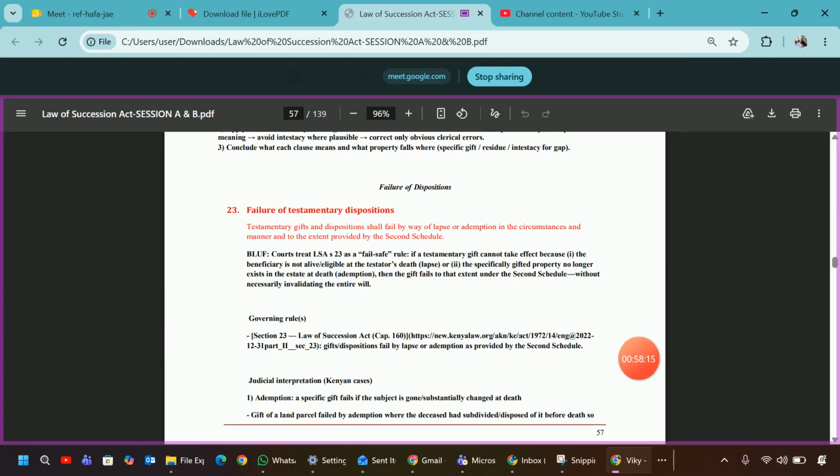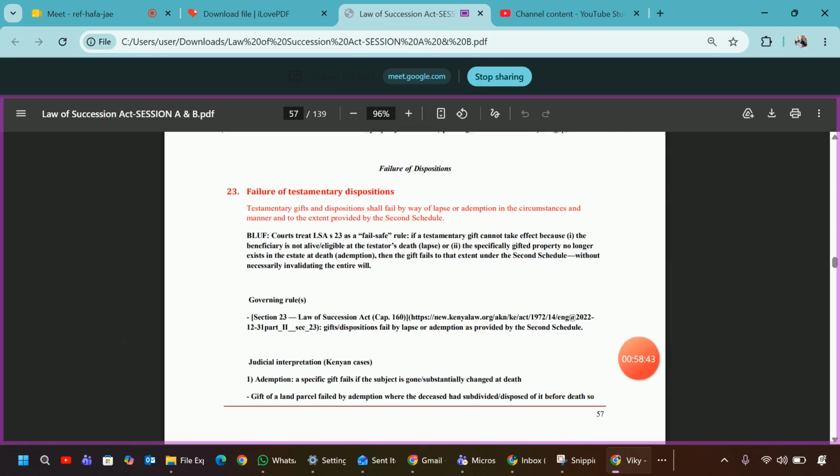So courts treat section 23 as a fail-safe rule. If a testamentary gift cannot take effect because 1. the beneficiary is not alive or eligible at the testator's death, for instance there is a lapse, or 2. the specifically gifted property no longer exists in the estate at death, redemption, then the gift fails to that extent under the second schedule without necessarily invalidating the entire will.